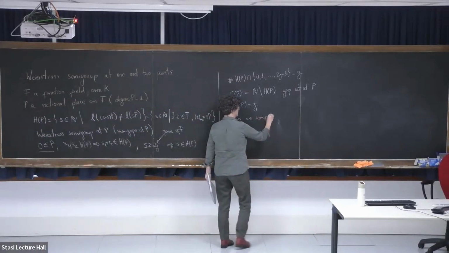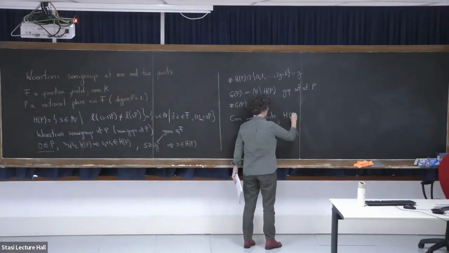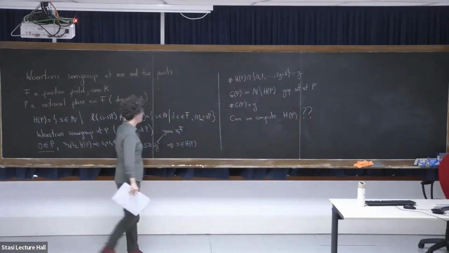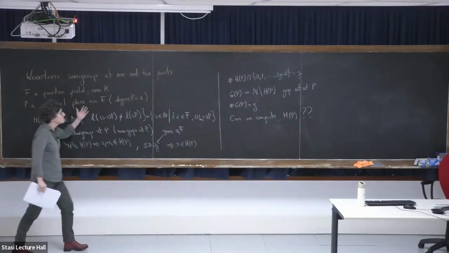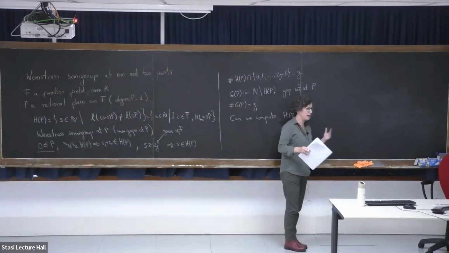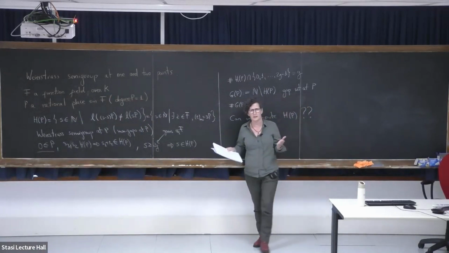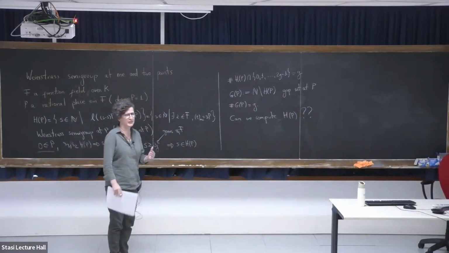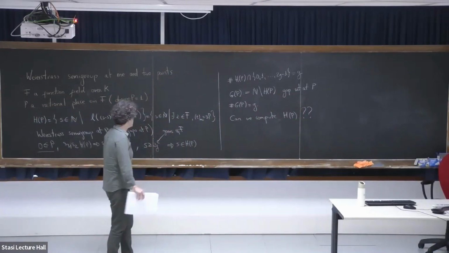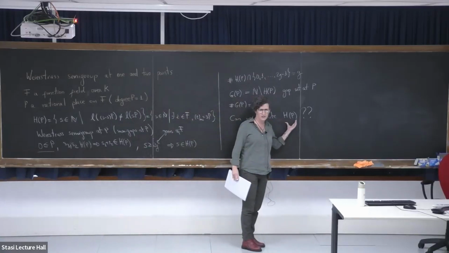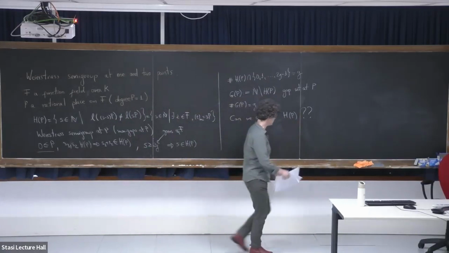Okay? So what we'd like is, can we compute H(P)? If I give you a function field and a place of degree 1, can you tell me who this semigroup is? For any function field this is not really easy, but I will do an example now. It's a very classical example: to compute the Weierstrass semigroup at the only point at infinity in the Hermitian function field.